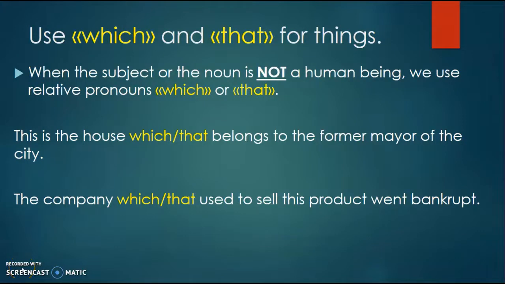Okay, there are some rules while forming relative clauses. For things, we use relative pronouns which and that. I mean, for subjects other than human beings, we use them. Let's look at the examples. This is the house that belongs to the former mayor of the city. The company that used to sell this product went bankrupt. In both sentences, the subjects are not human beings, so we used which or that to modify them.